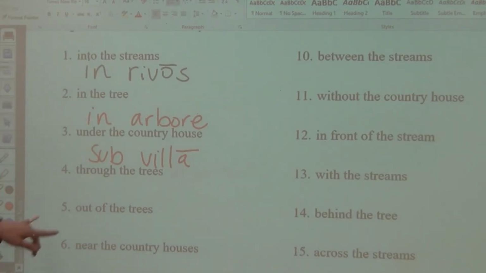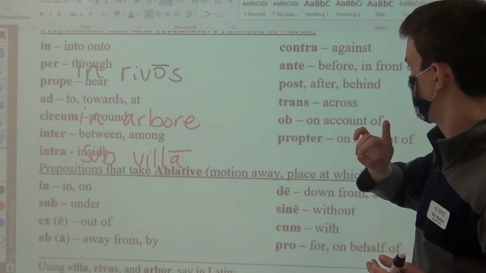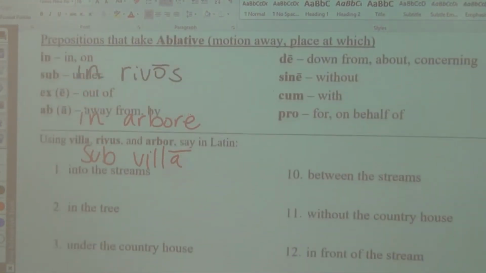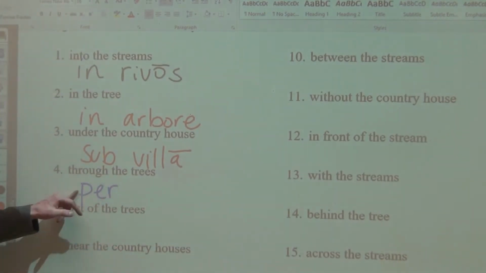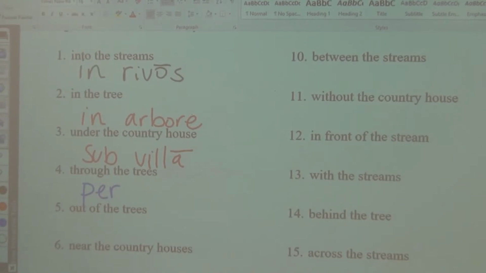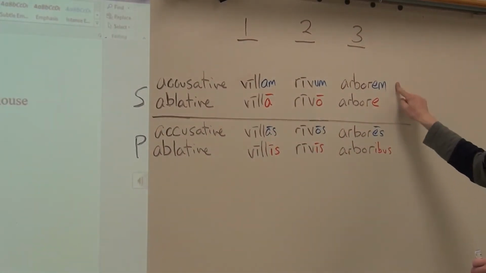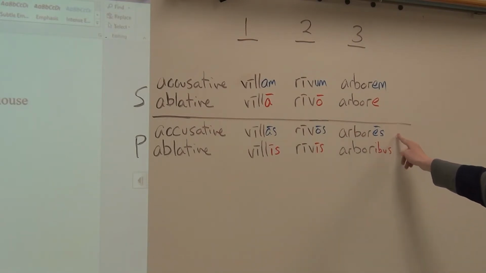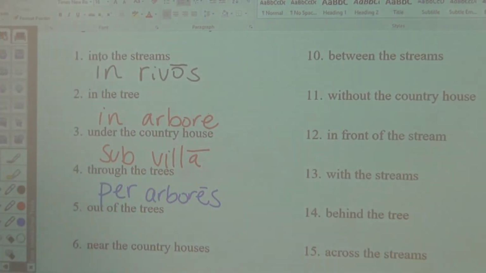Alright, to the next one. Through the trees. So you come back to the chart. Where's through? Right here, through. And that takes the accusative case. So, through the trees, we're going to make it blue because it's accusative. So, per is through. And then trees, we know from the last one it was arbor. And we can go here. So it's either accusative singular, arborem, or accusative plural, arbores. And we know since it's trees, it's plural, so it would have to be arbores. So, per arbores.